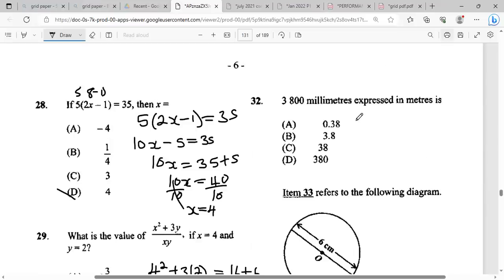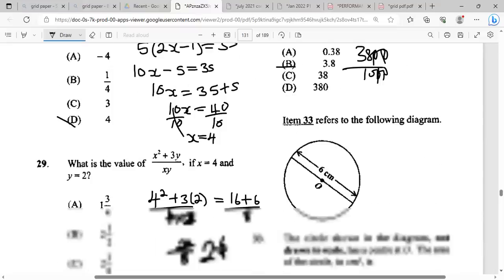3,800 millimeters expressed in meters. So we just divide by 1,000 because 1,000 millimeters make 1 meter. So let's give it 3.8. I think I've done this one already. 3,800 divided by 1,000 gives 3.8. Let's look at item 33.